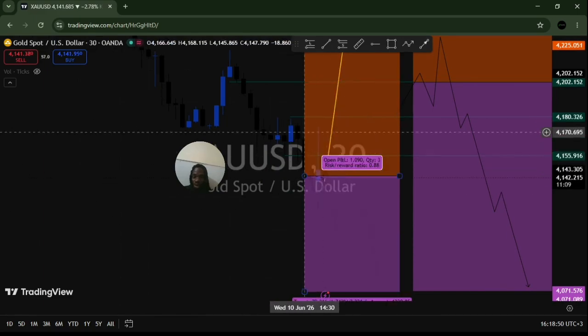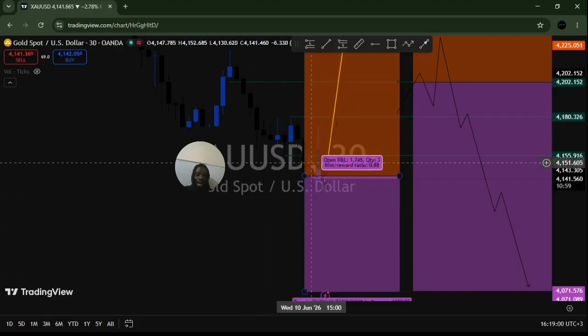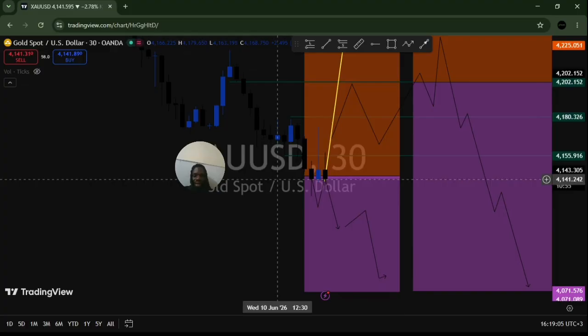Now you are seeing this. Buyers have rejected higher prices. Buyers have rejected the higher prices. So this is what I was explaining in the 9 profitable candlesticks.